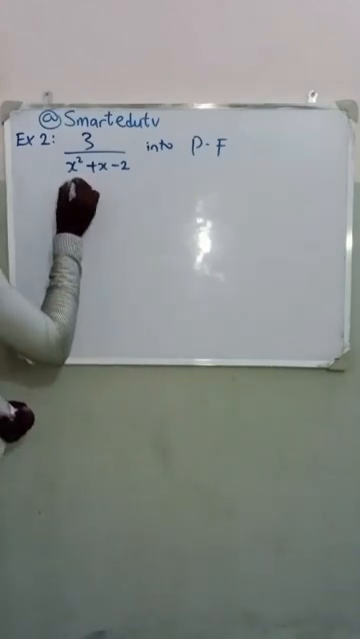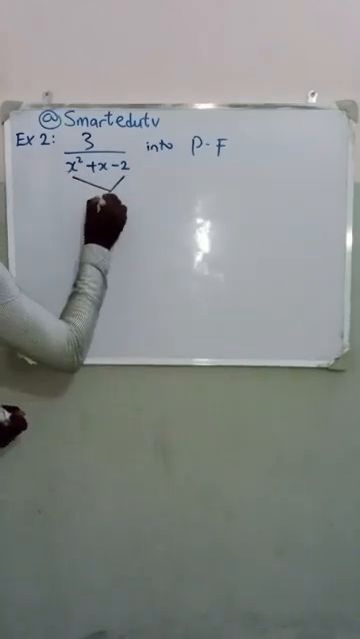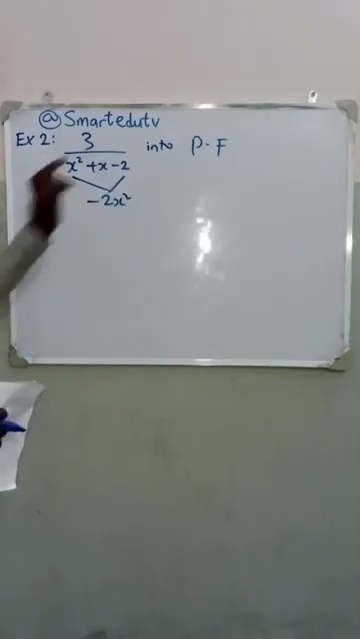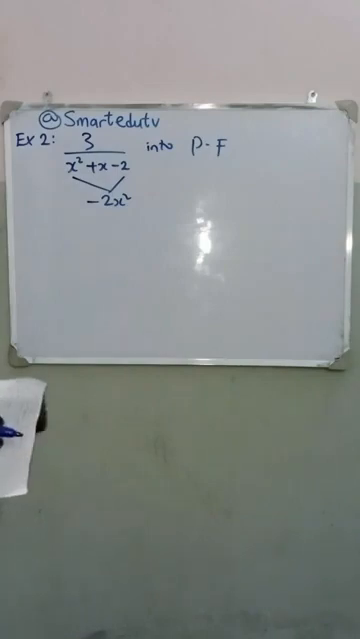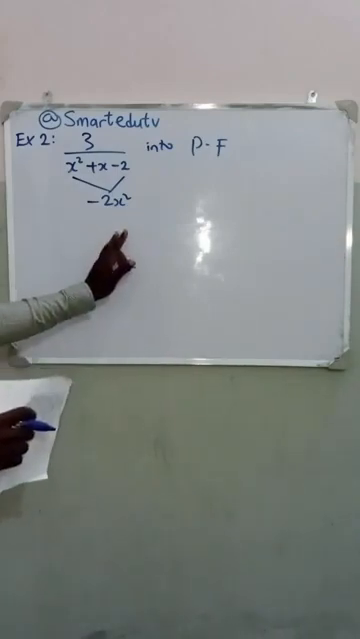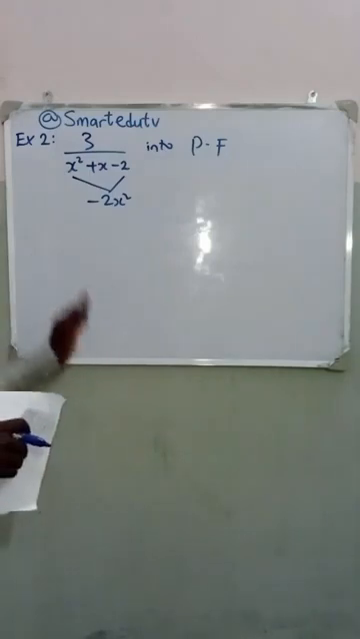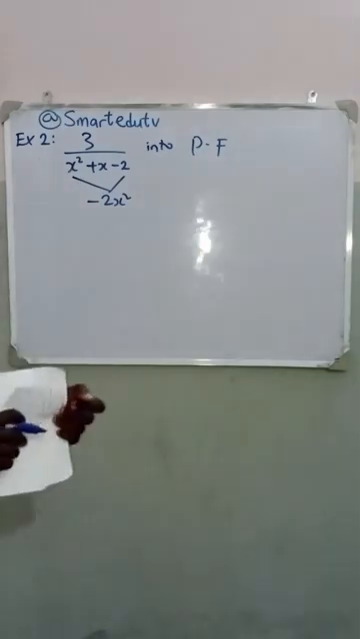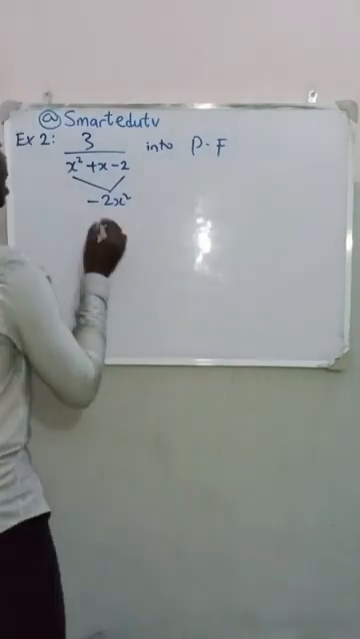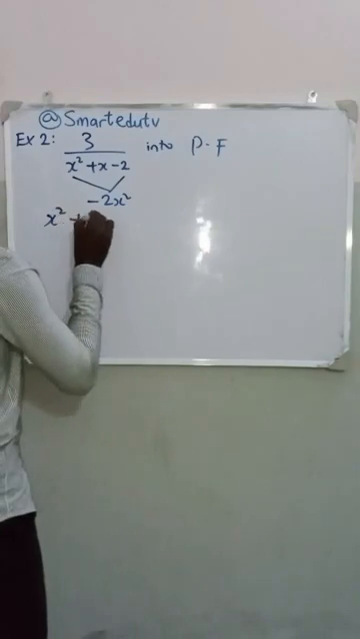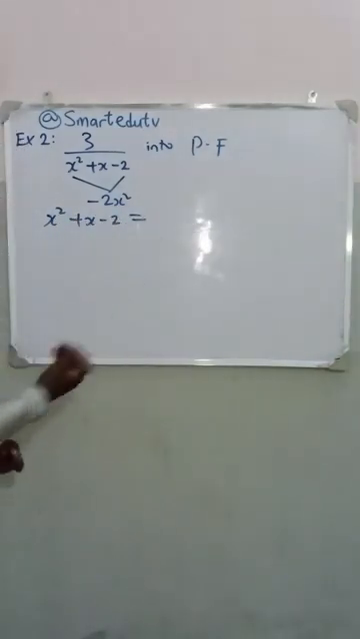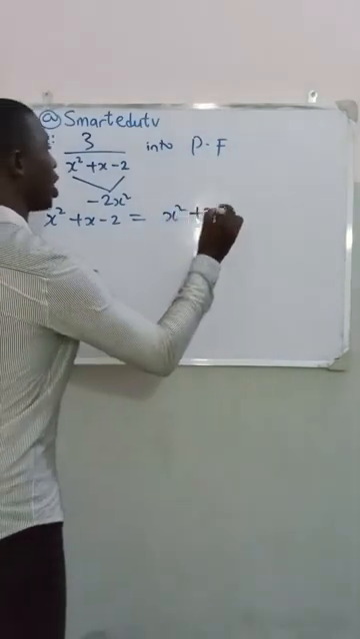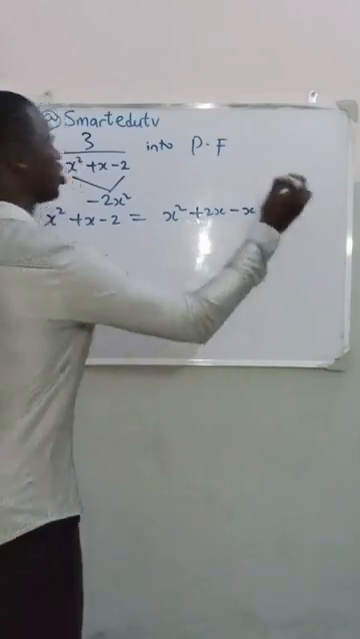I'm looking for the factors of minus 2x squared in such a way that if I add them together, I'm going to have positive x. It means those factors are plus 2x and minus x. Plus 2x minus x gives us plus 1x, and when I multiply, I get minus 2x squared. So x squared plus x minus 2 can be broken down as x squared plus 2x minus x minus 2.